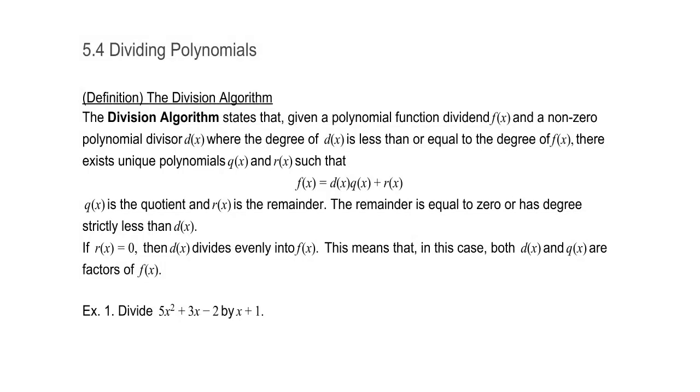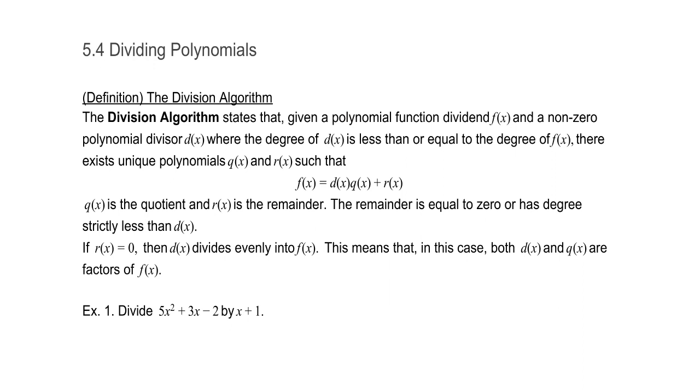Section 5.4, Dividing Polynomials. We're going to be using the division algorithm quite a bit, and this algorithm states that given a polynomial function dividend, f of x, and a non-zero polynomial divisor, d of x, where the degree of d of x is less than or equal to the degree of f of x, there exist unique polynomials q and r such that f of x equals d times q plus r.